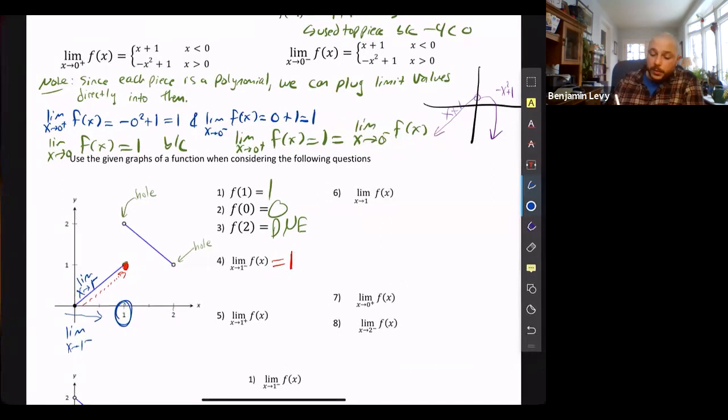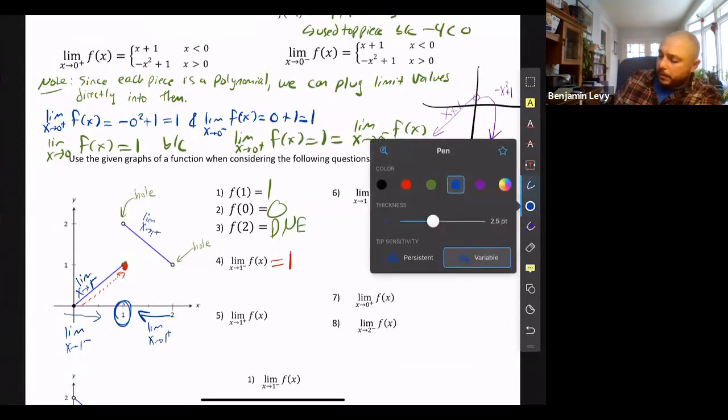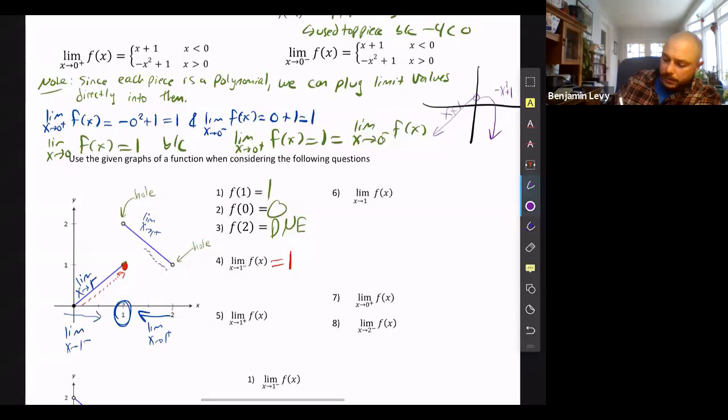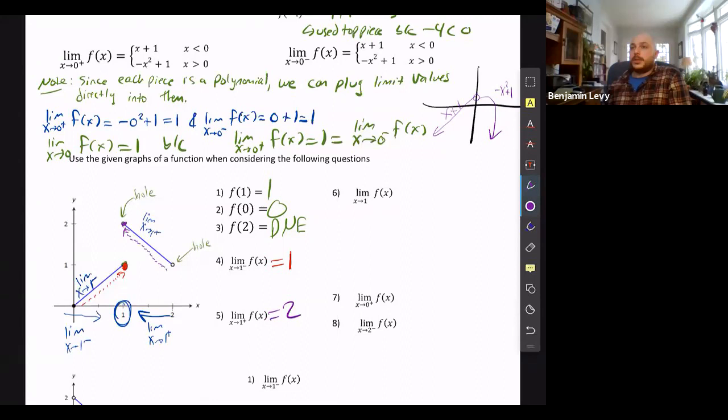If we approach 1 from the right, we're going the other direction, but that's up on this piece of the graph. And so if we're walking along that piece, what are we getting closer to? 2. All right, so this is a disjoint piecewise function. One of them is coming up from the bottom, one of them is coming up from the top, and they end up at different locations when you approach from the left or the right.